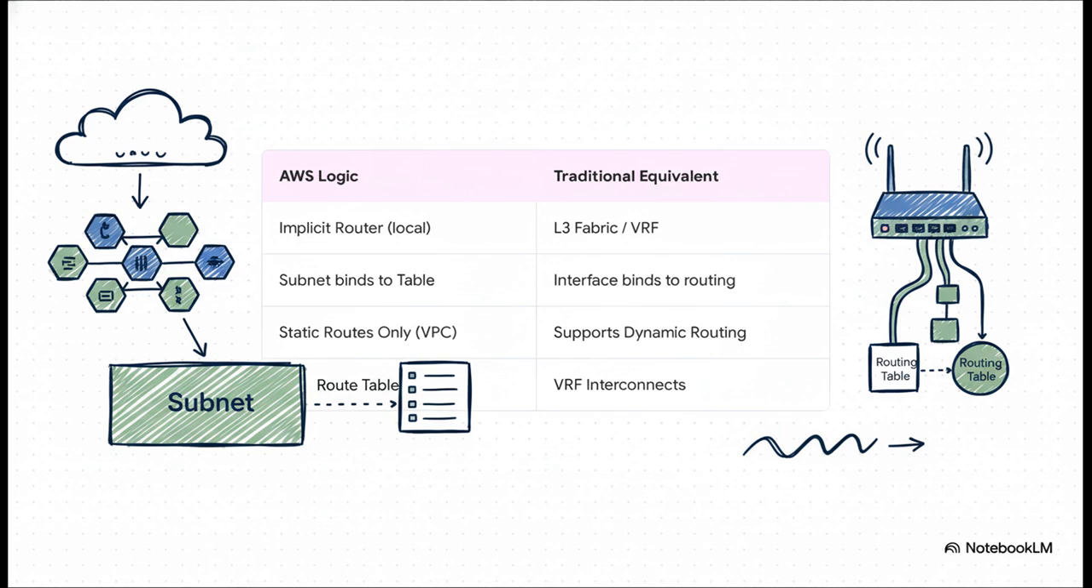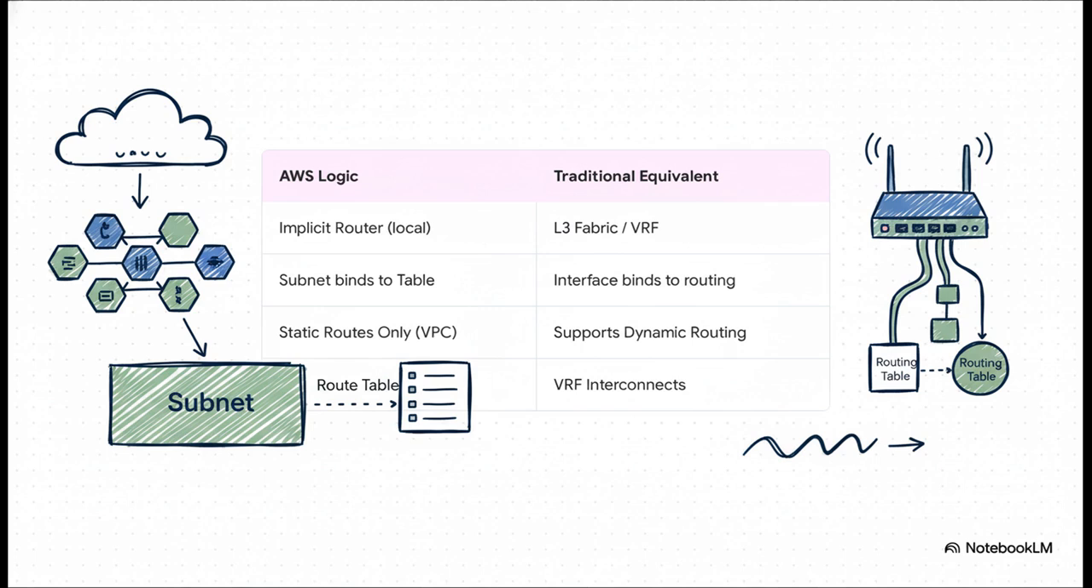Now, for anyone coming from a traditional networking background, a Cisco or Juniper world, this is for you. AWS does things a little differently. Instead of a physical router you can touch, AWS has this concept of an implicit router. Just think of it like a huge software-defined L3 fabric that's just there.